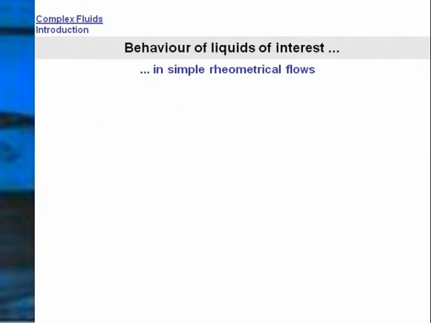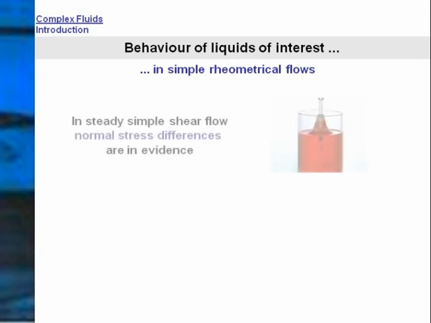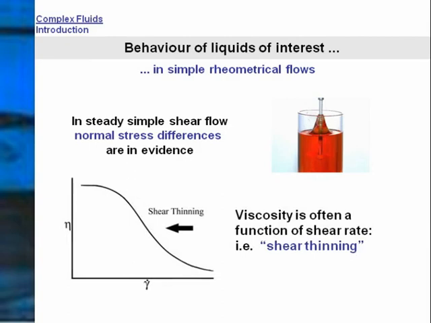This is usually quantified in the first instance by considering the behavior of the liquids of interest in simple rheometrical flows. So, for example, in a steady simple shear flow, normal stress differences are in evidence. These are absent in the case of Newtonian liquids. Furthermore, the viscosity is not usually constant, but a function of shear rate, with so-called shear thinning by far the most common expression of non-Newtonian behavior.